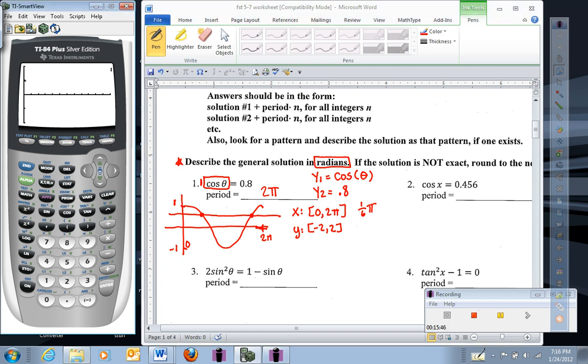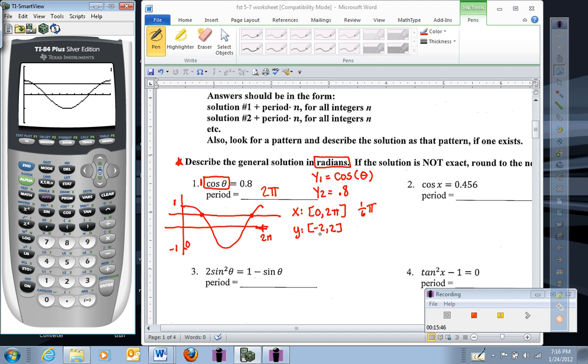So here comes one period of my cosine function, and then I've got my line at 0.8. Very good. Okay, I'm going to hit my trace button, and I want to trace where this point of intersection is between the line and the cosine curve. So I'm going to get over in that neighborhood, go second trace, pick number 5 for intersect, enter, enter, enter.